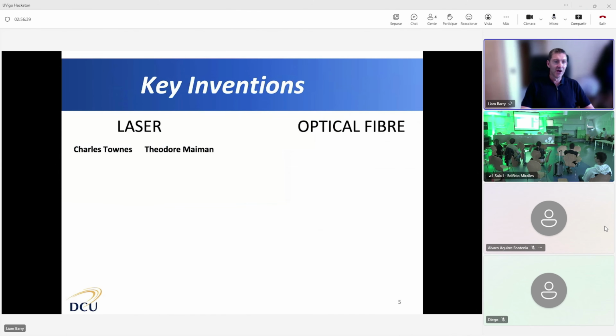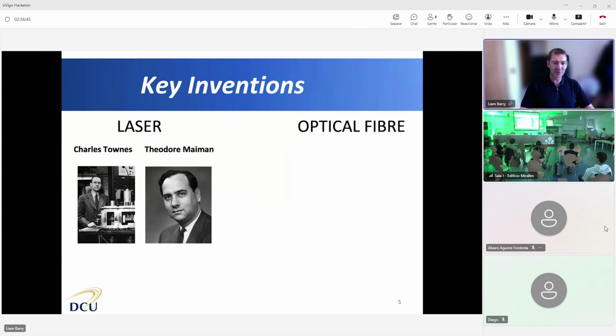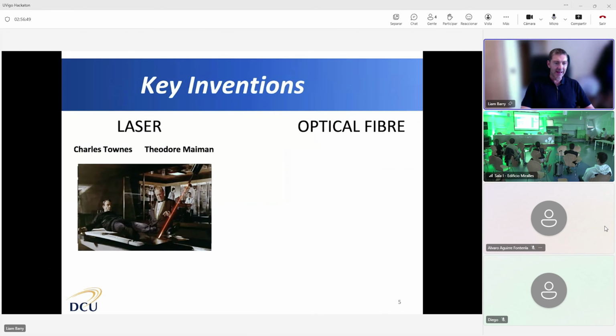So like I said, we had two key inventions. The laser, I'm sure everyone has heard of a laser. Okay, so they're the two people who invented it, Charles Townes and Theodore Maiman. They obviously won the Nobel Prize in 1964.